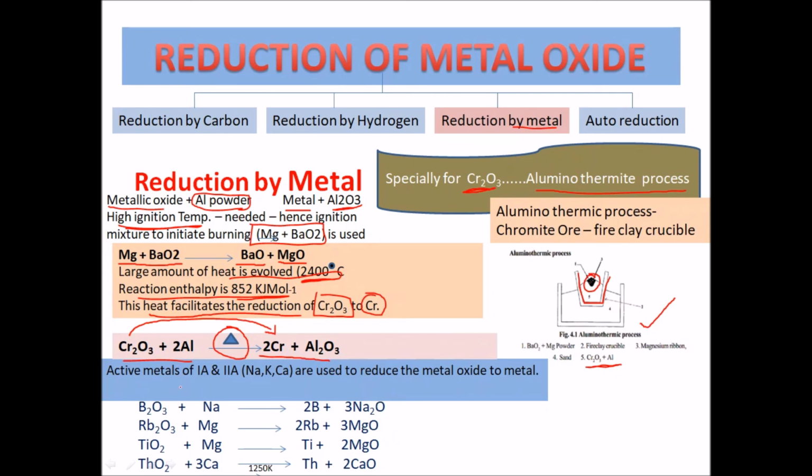The active metals of 1A and 2A, sodium, potassium, calcium, are also used to reduce metal oxides to metal. For example, B2O3 is reduced with sodium as a reducing agent to form boron and sodium peroxide. Same way, rubidium oxide is reduced with magnesium to rubidium and magnesium oxide. Titanium oxide gets reduced with magnesium to titanium and magnesium oxide is formed. Thorium oxide gets reduced to thorium with the help of calcium as a reducing agent, and calcium oxide is also formed at the temperature 1250 Kelvin.